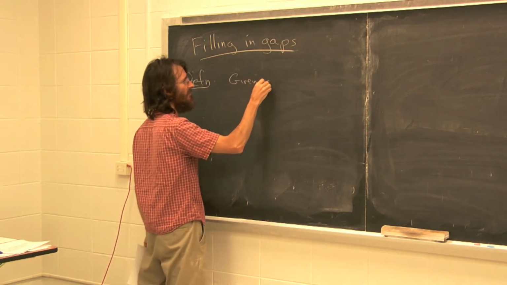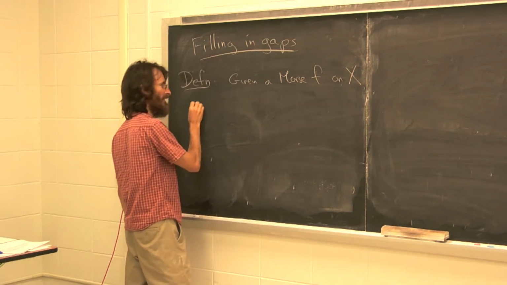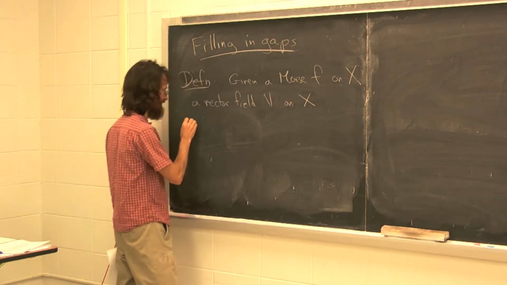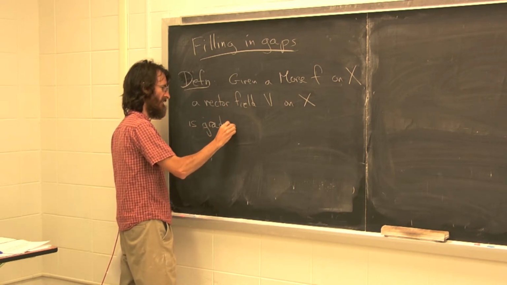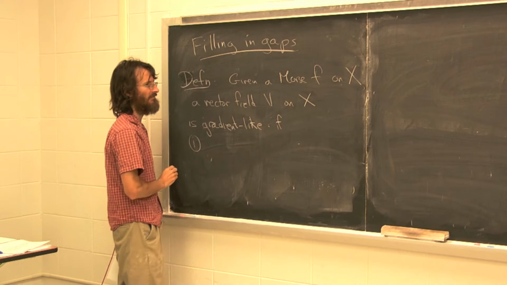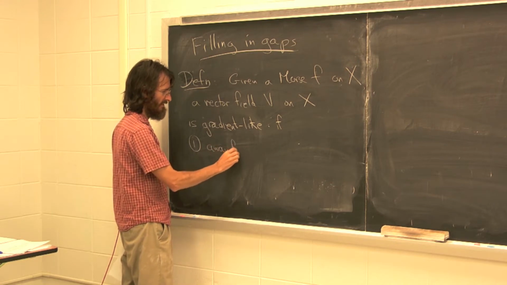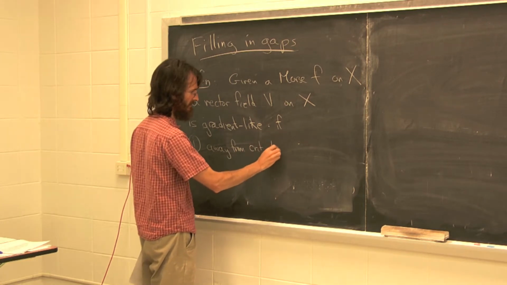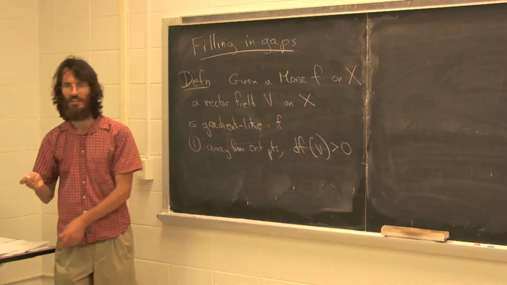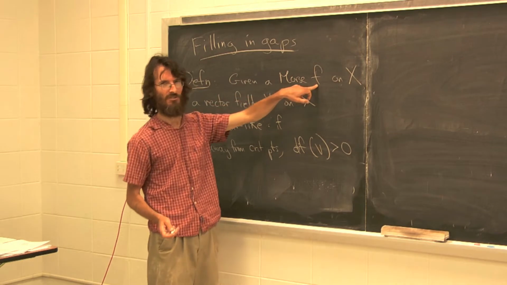Here's a Morse function f on X, right? A vector field V on X is gradient-like. All I really want to say is two things. The first thing is, away from critical points, df of V is positive, or negative if you prefer to go down. And this is equivalent to saying, f is a function from X to R, right?